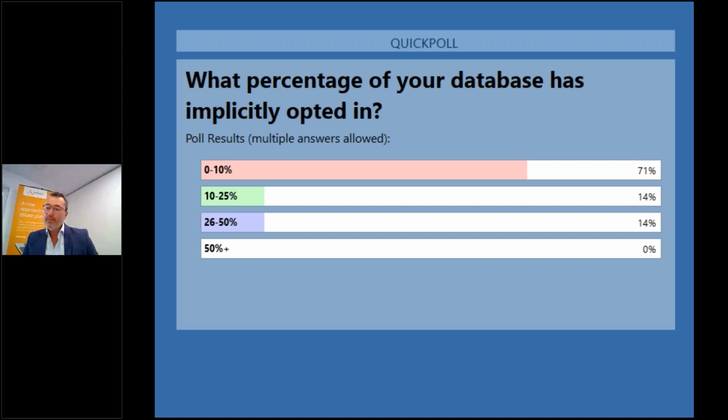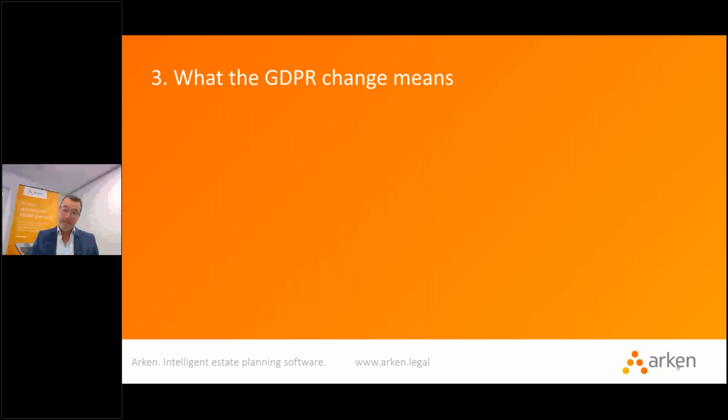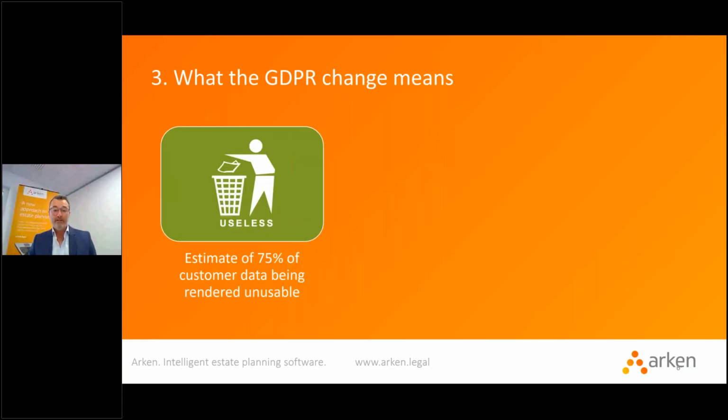Okay, wow. So the overwhelming majority of you have said somewhere between 0 and 10%, 71% of you have said that between 0 and 10% have explicitly opted in. So I've been a bit bullish here. I've said that the estimate pre-GDPR of 75% of customer data being rendered unusable, caveat on that, is probably a little bit high or low.